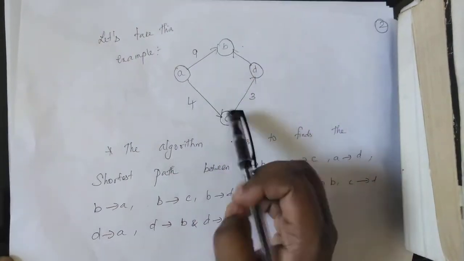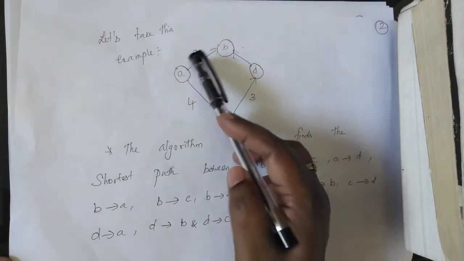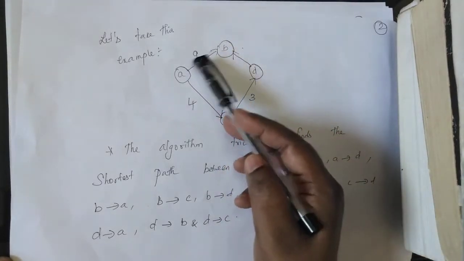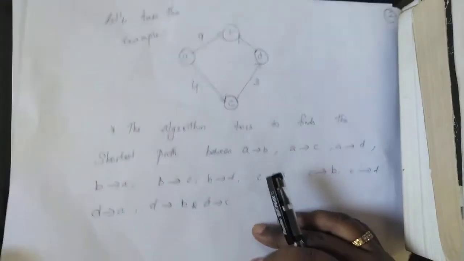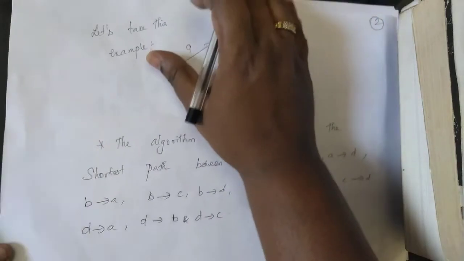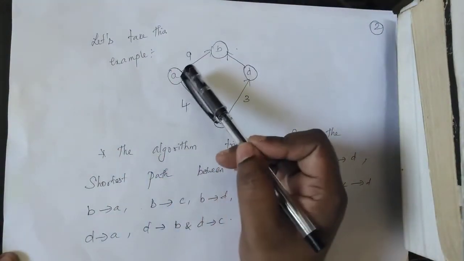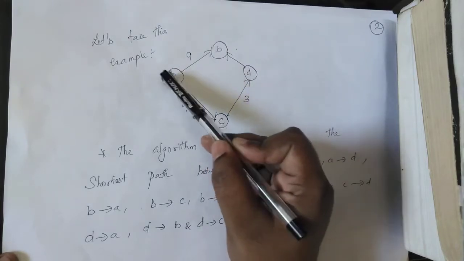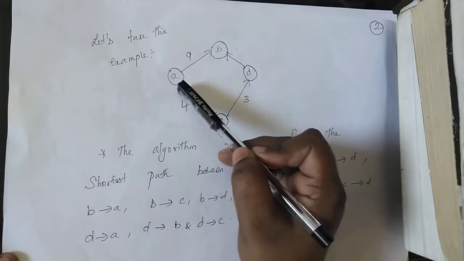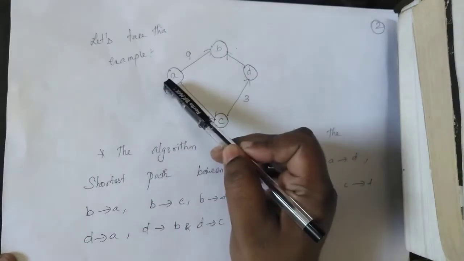So here we have a graph. It's a weighted directed graph. The graph has directions and the edges are weighted, meaning it has values. So the algorithm tries to find the shortest path between all pairs of vertices. That means it tries to find the shortest path that exists between vertex A and vertex B, vertex A and C, vertex A and D.